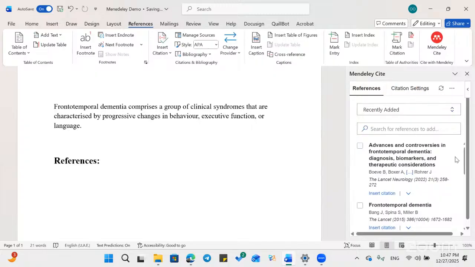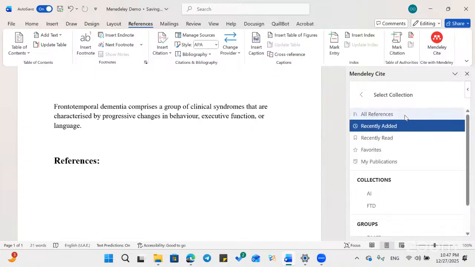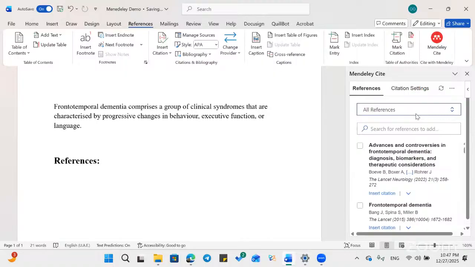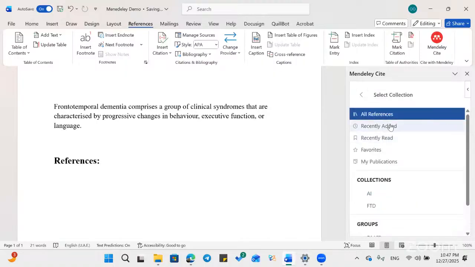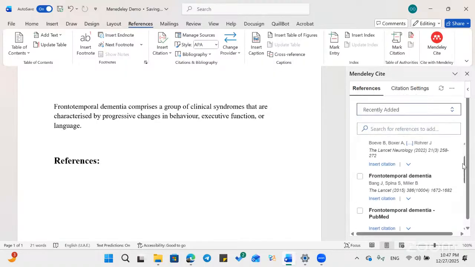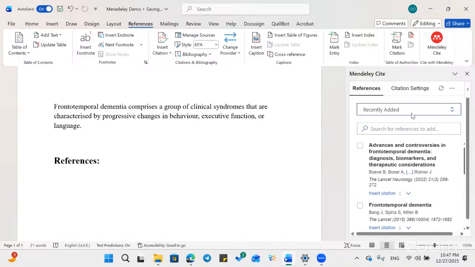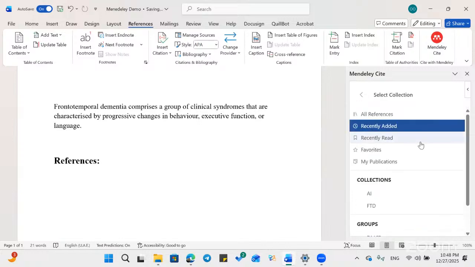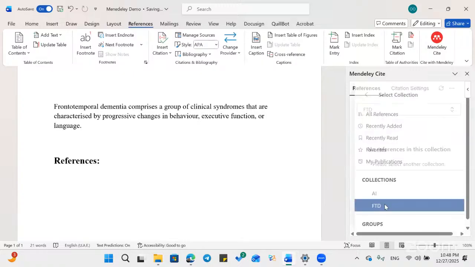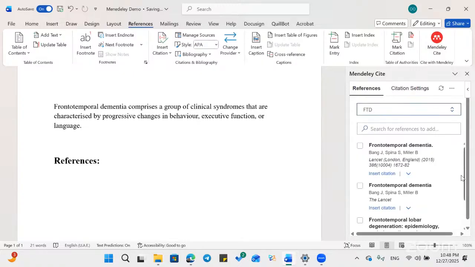I can see my whole library here with all the references I have. I can see the recently added papers that we just added now. And I can see my collections, I can see my groups and everything. So after adding Mendeley to your Microsoft Word, as we have said, just from the add-ins, you can work.